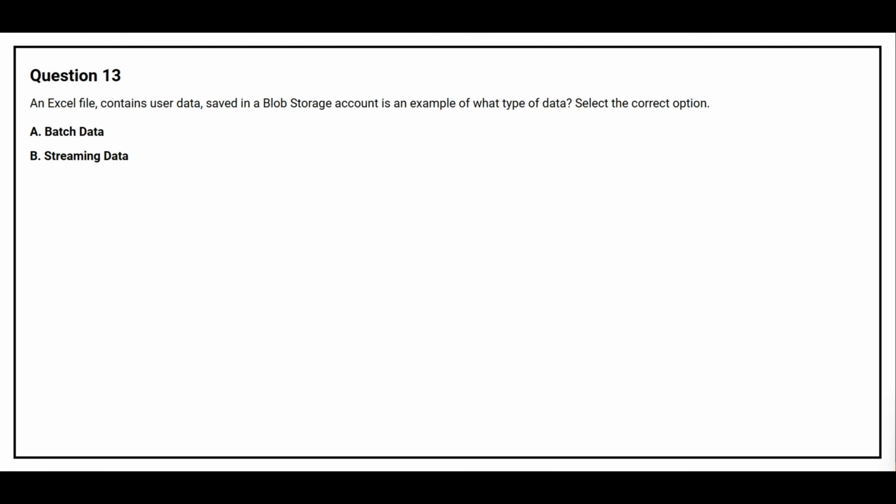Question number 13. An Excel file contains user data saved in a blob storage account is an example of what type of data? Select the correct option. Option A, batch data. Option B, streaming data. The correct answer is option A, batch data.